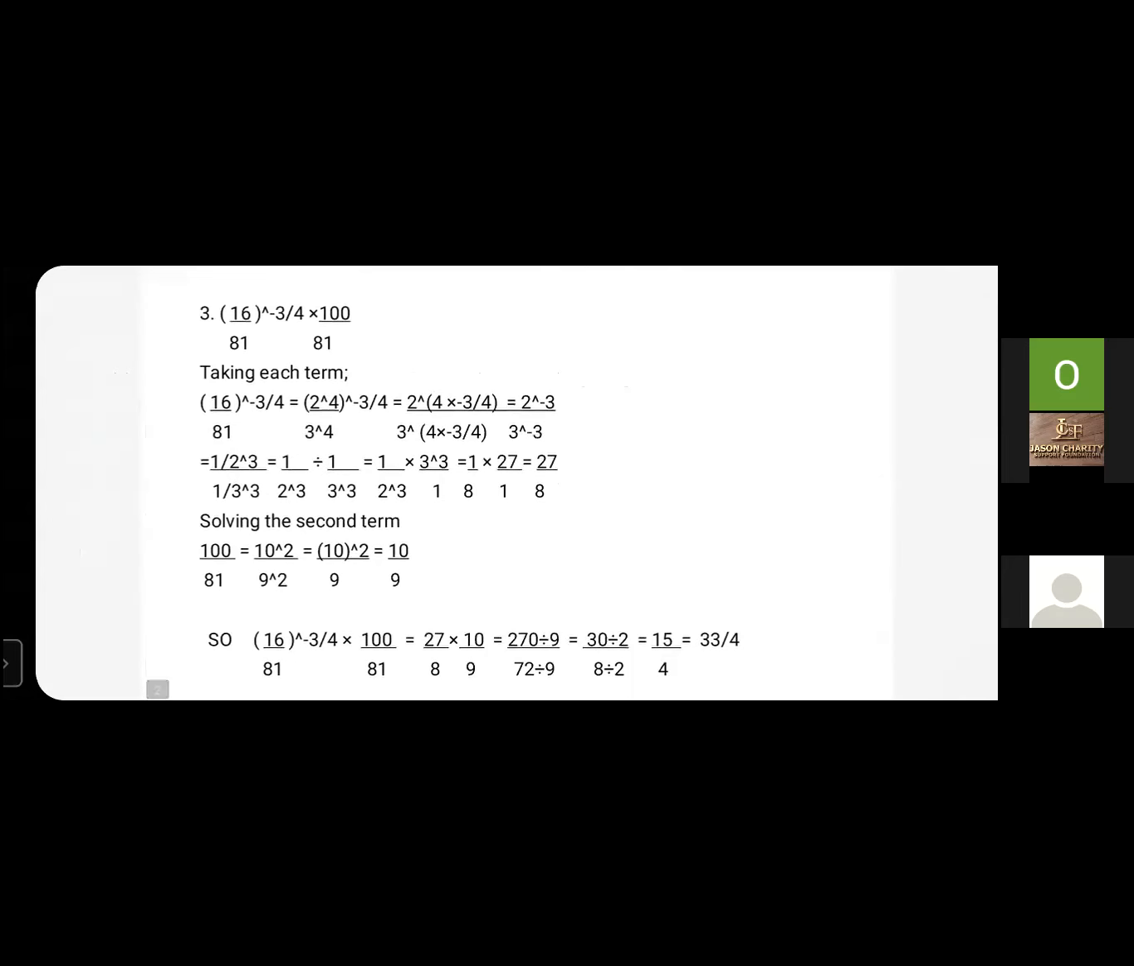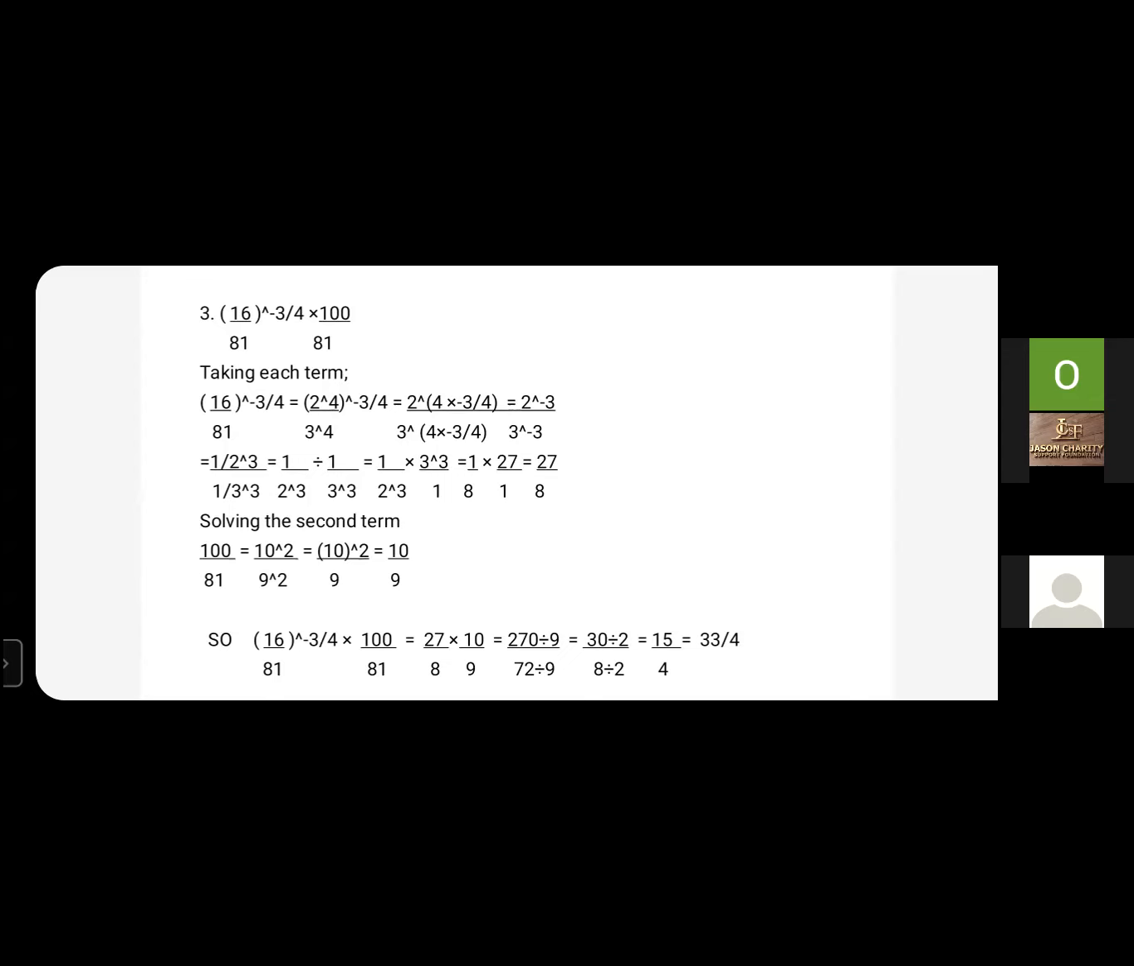Question 3: the question is 16 over 81 in bracket raised to the power of minus 3 over 4, times the square root of 100 over 81. I did not put the square root on the slide. That's what I was trying to correct. There's a square root in this 100 over 81.